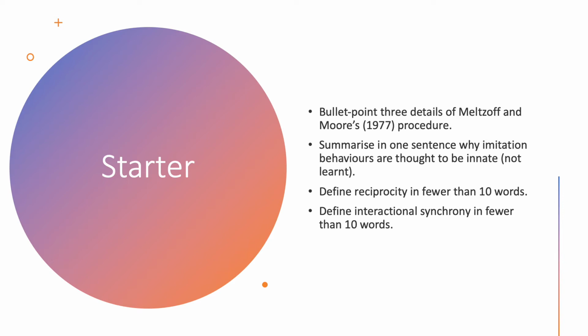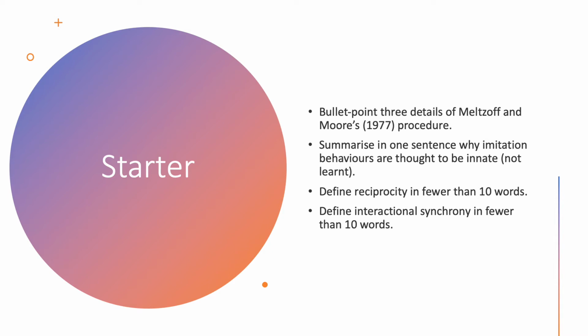So Meltzoff and Moore, you only need 3 of these, but let me tell you briefly what they did, and if you got 3 of these, then you give yourself 3 marks. They showed babies 3 faces and 1 hand gesture, and then they recorded the infant's responses. The observers watched these on videotapes in real time, then they watched them in slow motion and frame by frame. And then the videos were judged independently by an observer who didn't know what the infant had seen.